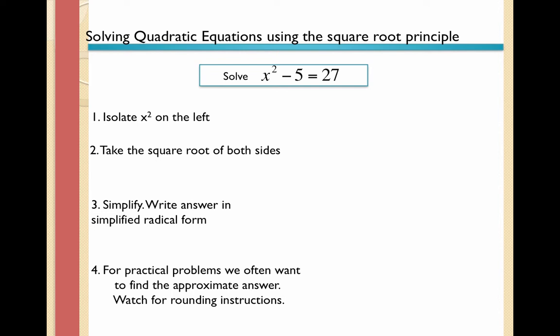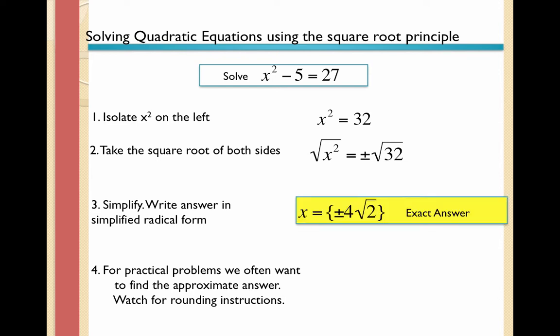Another example. First step, isolate the x squared on the left. So that means we've got to add a 5 to both sides. Now we've got our x squared isolated, so now it's time to take the square root of both sides. On the left, we're going to get the square root of x squared is equal to x. And now here's a good place to pause and see if you can remember how to simplify the square root of 32.